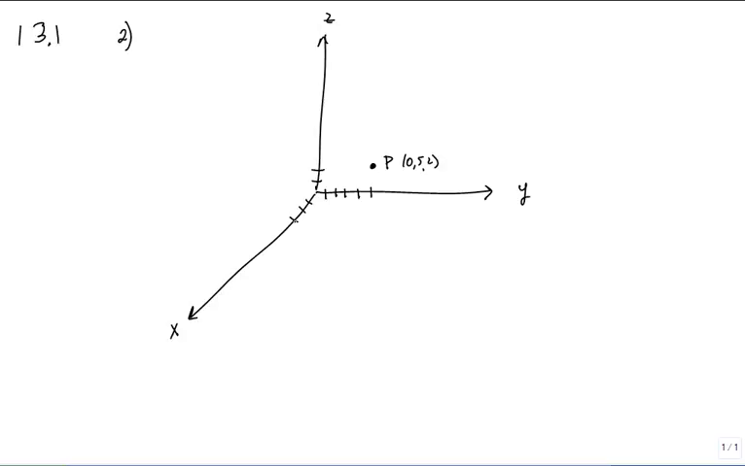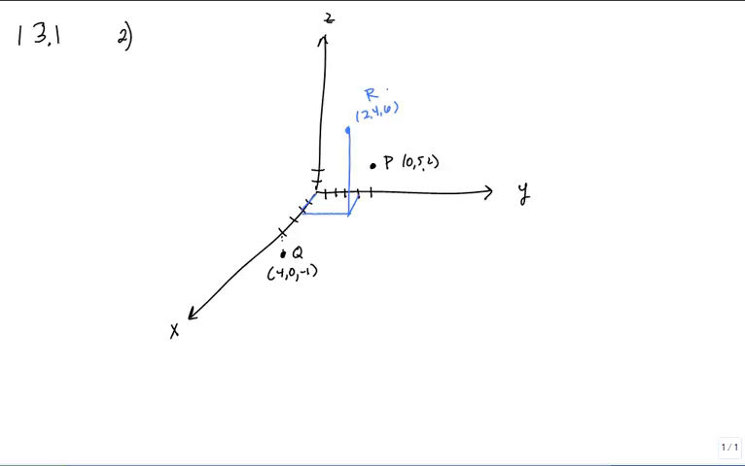Okay, next one, 4, 0, negative 1. 4 on the x. We don't go left or right, and then we go down 1, and this is 4, 0, negative 1. Call it Q. 2, 4, 6. So we go 2 on the x-axis, we go 4 on the y-axis, and then we go 6 up. So that's 2, 4, 6. Let's call that R.